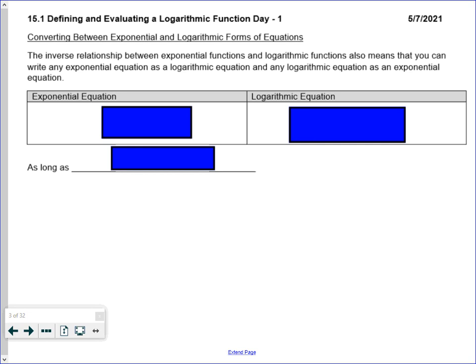How's it going, guys? Today in this video, we're going to be going over Module 15.1, Day 1. We're going to be defining and evaluating a logarithmic function.